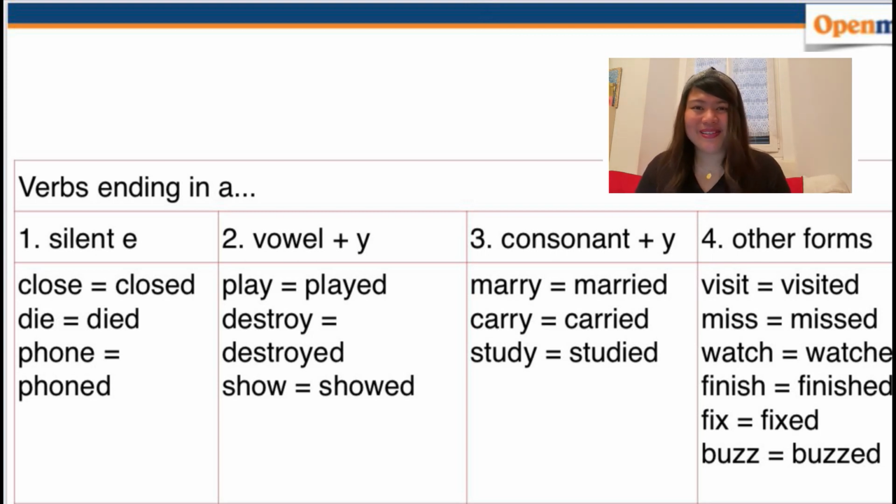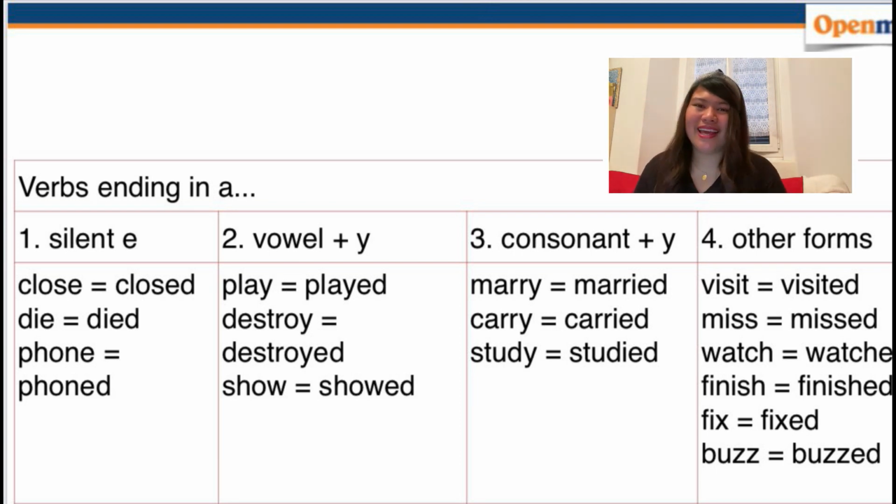Next is a verb ending in y, but there is a vowel before the y. What are the vowels? Vowels are a, e, i, o, u. An example is play. Play ends with y, but there is a vowel before the y, which is letter a. So we just put the suffix ed at the end of the verb. Now it becomes played. Again, played.